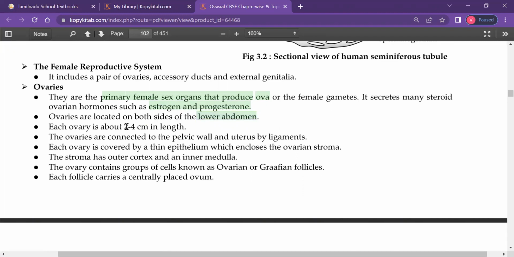Each ovary is 2 to 4 centimeters in length. Then they're connected to the pelvic wall and uterus by ligaments. Each ovary is covered by thin epithelium which encloses the ovarian stroma.